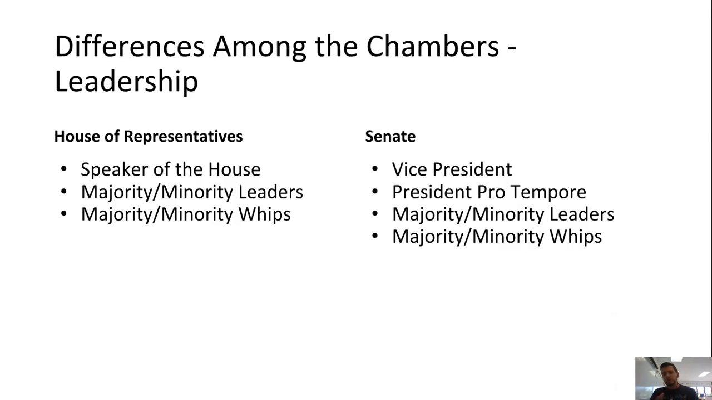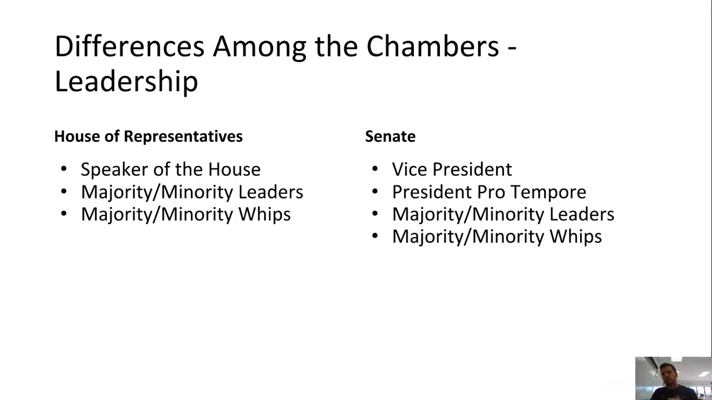So the only difference in the Senate, besides, obviously, a few differences. The vice president is the president of the Senate, but they aren't necessarily there, especially in the modern era. The vice president doesn't really participate a whole lot, but they only vote in case of a tie. They will break that tie.